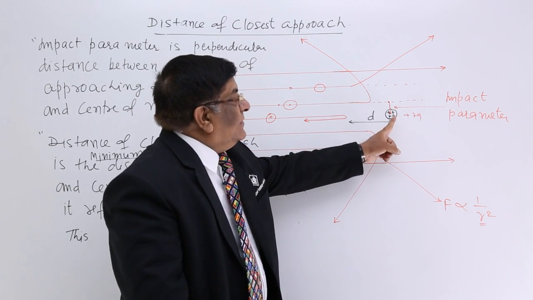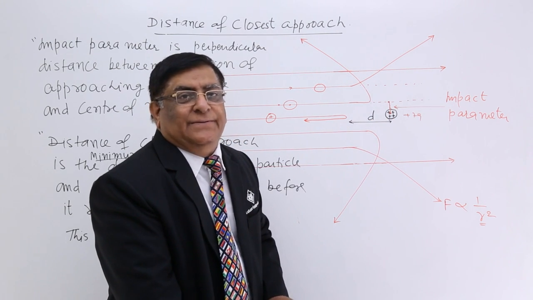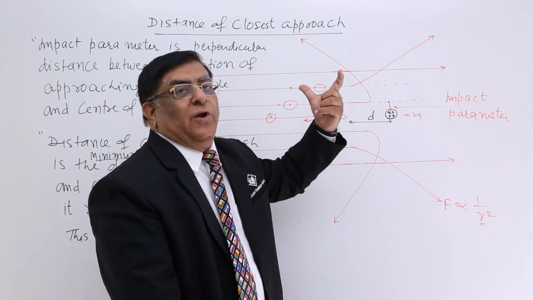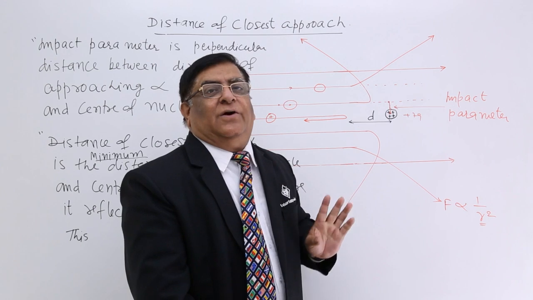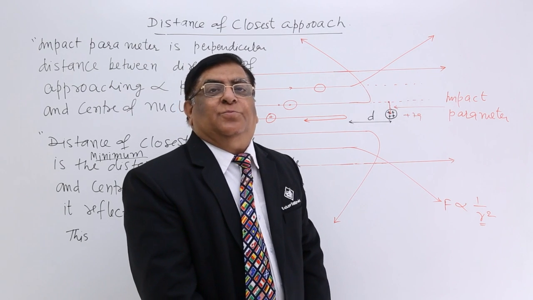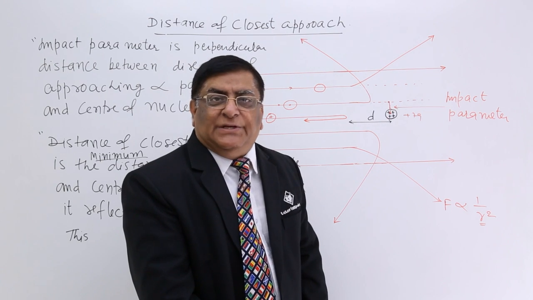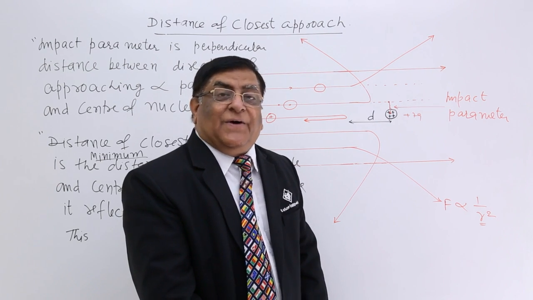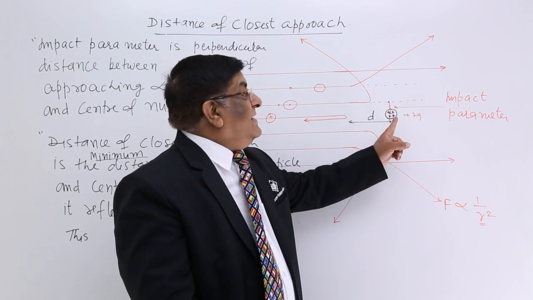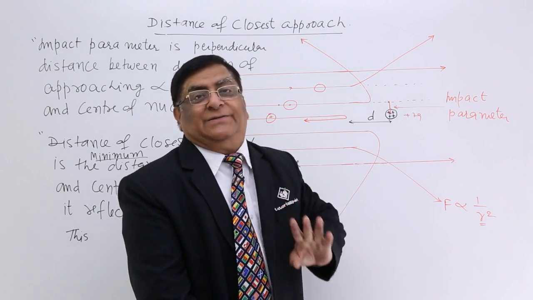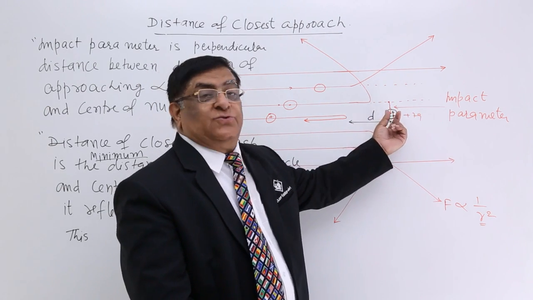This nucleus, can it be larger than D, or should it be smaller than D? Obviously, it has to be smaller than D. Now if I find out the value of D, it may be 10 to the power minus 10, minus 12, minus 14, minus 18. If I say this D is 10 to the power minus 18, that means its size should be less than that, because it is returning without touching it. So it has to be less than that.